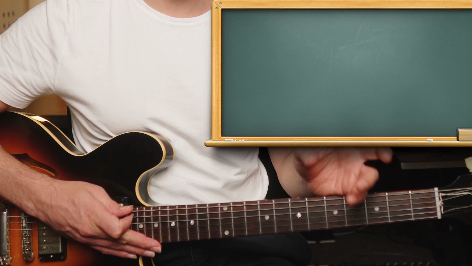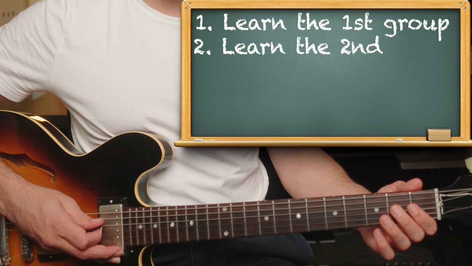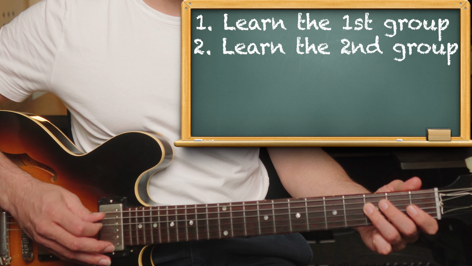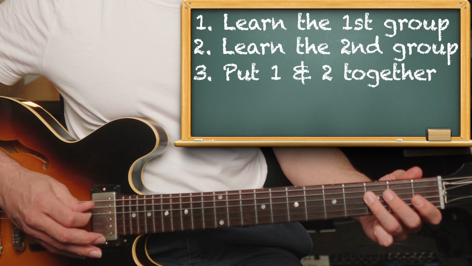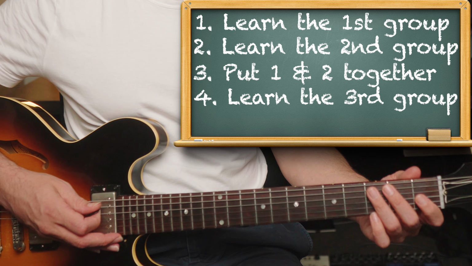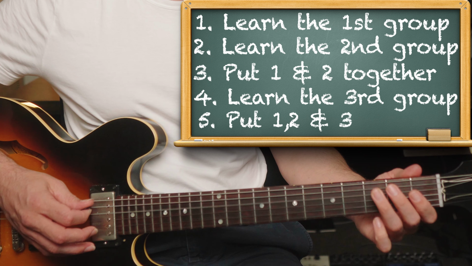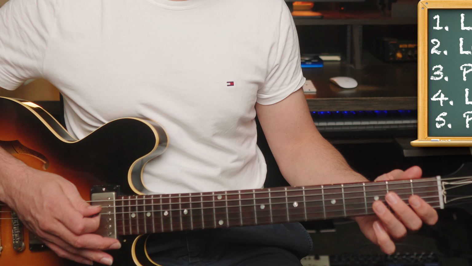Now I've gone through it very quickly there, but to learn this properly you might need to spend time on each group. So I recommend learning it like this. Do the first group, then learn the second group, then put them together but with a gap, like this. Then learn the third one, so that starts from E, and then go back to the start and go. And you can do that all the way up to the octave, like this.